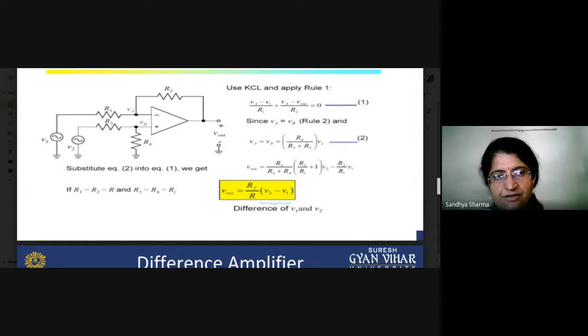In our lectures, you have also seen inverting mode, how the operational amplifier works in inverting mode, how the operational amplifier works in non-inverting mode, and now we are studying the differential mode. When we derive our equation in differential mode, the final conclusion is that V output by V in is equal to minus RF by R1.